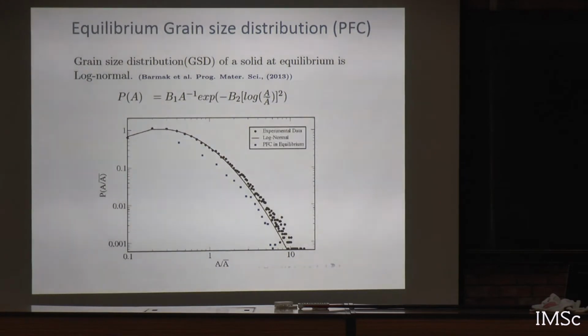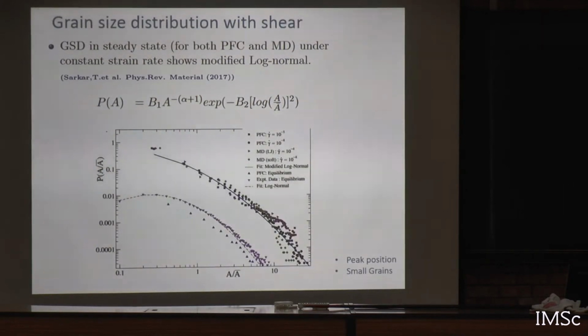Now we go to the non-equilibrium case, that is the sheared case. This is the main graph of this paper, which got published recently in Physical Review Materials, a new journal. We fought a long time with PRL, and it was not convincing to them anyway, and they suggested this journal, which has just come out.